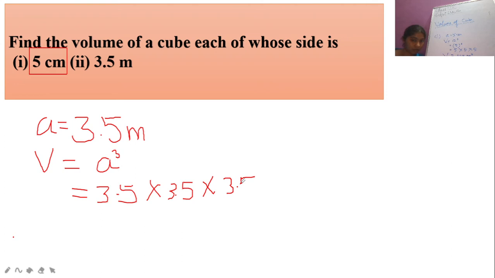Okay, so now tell me the answer. What's the unit, students? It's meter cube. So if you get the answer, tell me your answer. Yes, write down your answer if you get it in the comment box.